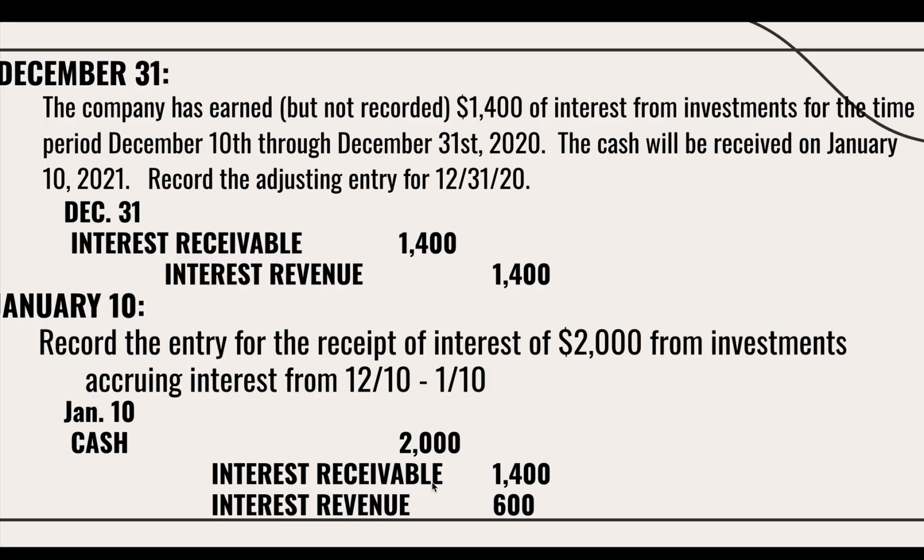All right. Just like we would credit accounts receivable for when a company paid us money that they owed us, it's the same thing here. We're crediting interest receivable. They no longer owe us that $1,400. We've earned $600 worth of revenue, and then we're debiting cash for $2,000.